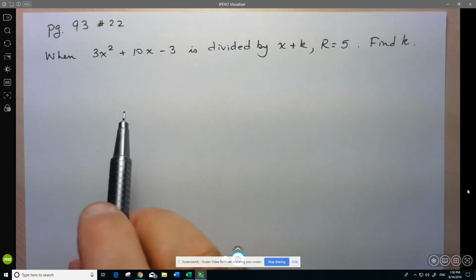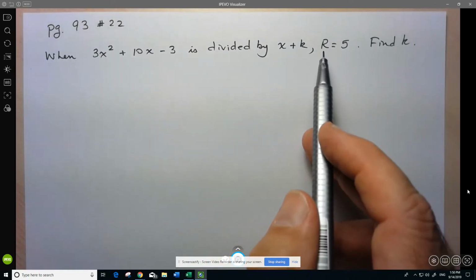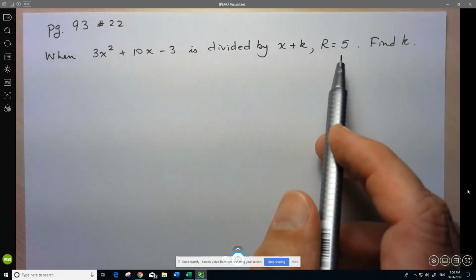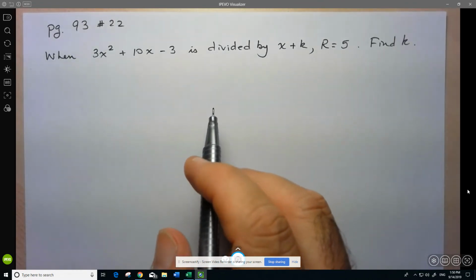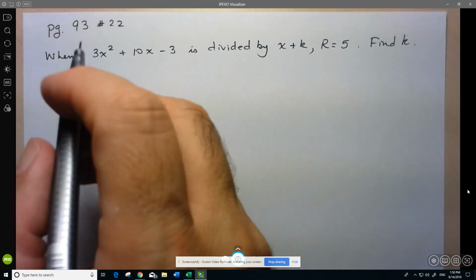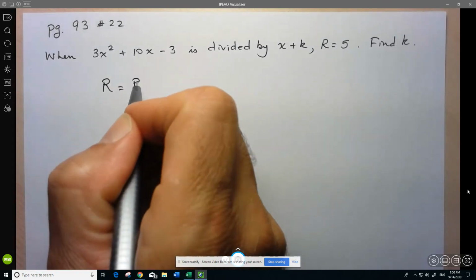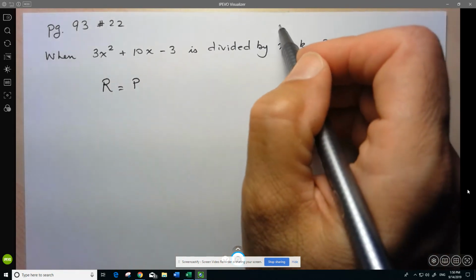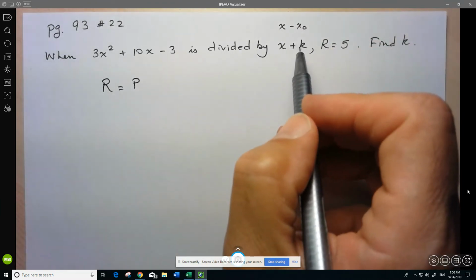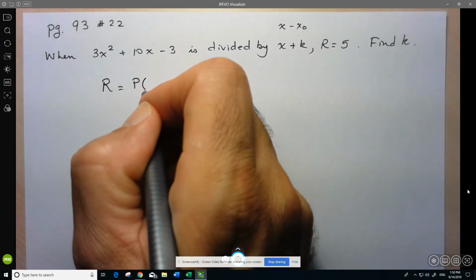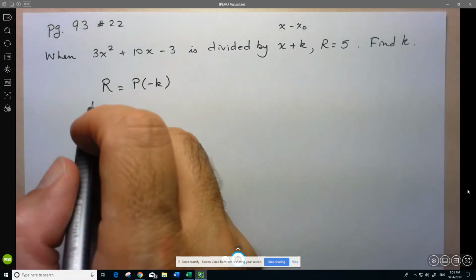So again, anytime we see a polynomial being divided by a linear divisor, and the only thing of interest is the remainder, this is where we should think of using the remainder theorem instead of actually doing a division. All right, so here we remember that what the remainder theorem says is that the remainder is equal to the polynomial evaluated at, well, if I'm dividing by something of the form x minus x naught, so in this case here, my x naught is going to be negative k, that the remainder is going to be given by p at negative k.